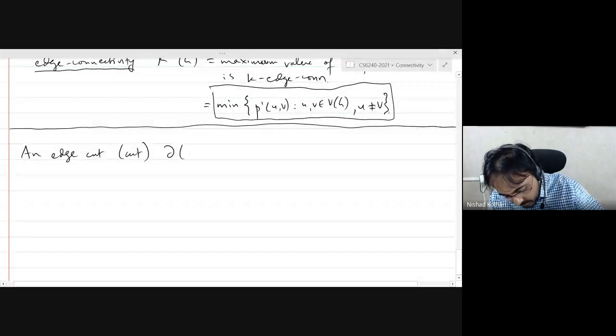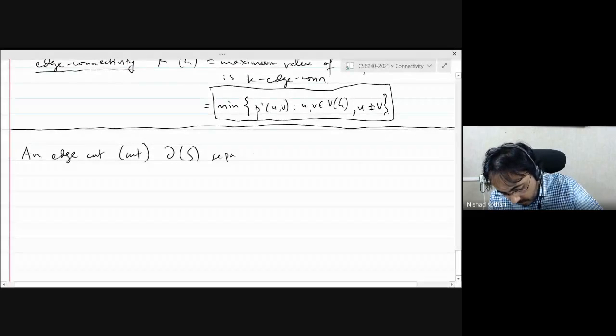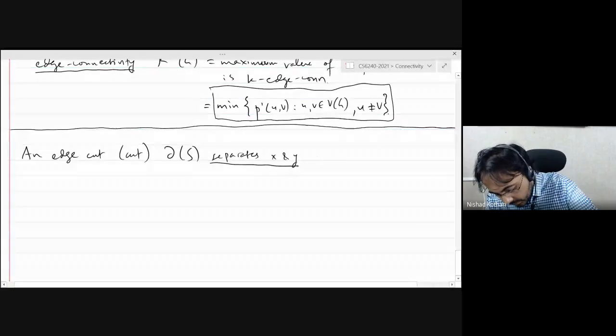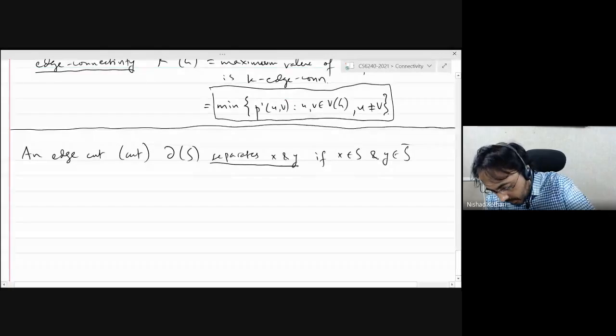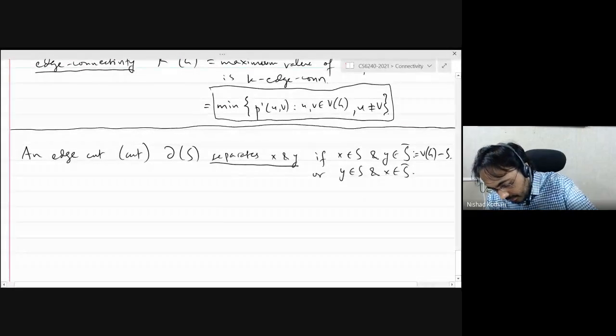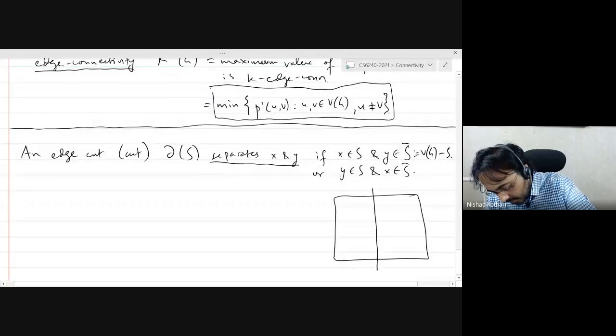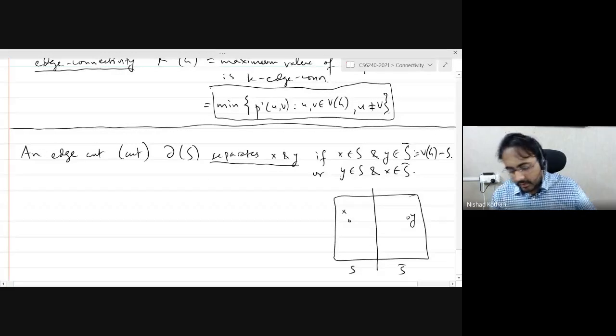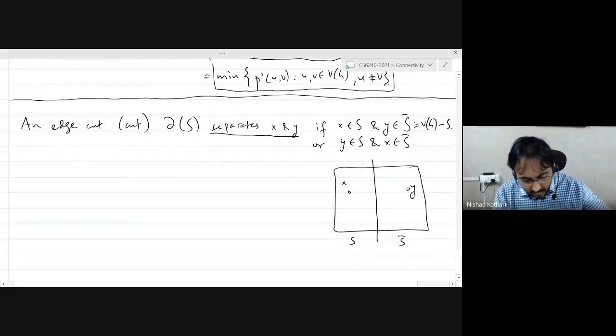Partial S separates X and Y if X is in S and Y is in S bar, where S bar, to remind you, is the complement vertex set. Or of course, Y could be in S and X could be in S bar, right? So to remind you, you've got a cut, you've got a set of vertices S and S bar, and if X is on one side and Y is on the other side, you can call this an XY edge cut or an XY cut, right?